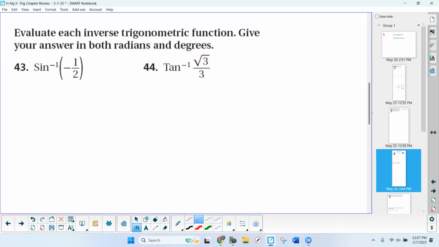First one. We're not doing that one. We're doing this one. Evaluate each trig function. Give your answer in both radians and degrees. Now, restricted. Why is it restricted? Negative. Capital. So, think about your restrictions and where they are restricted.